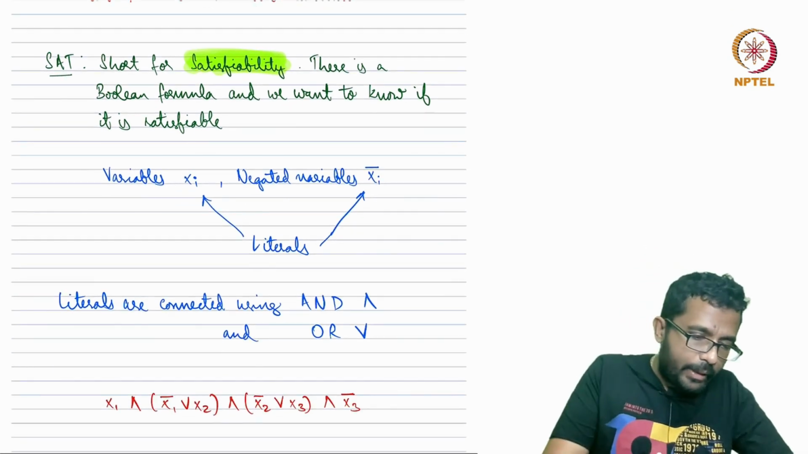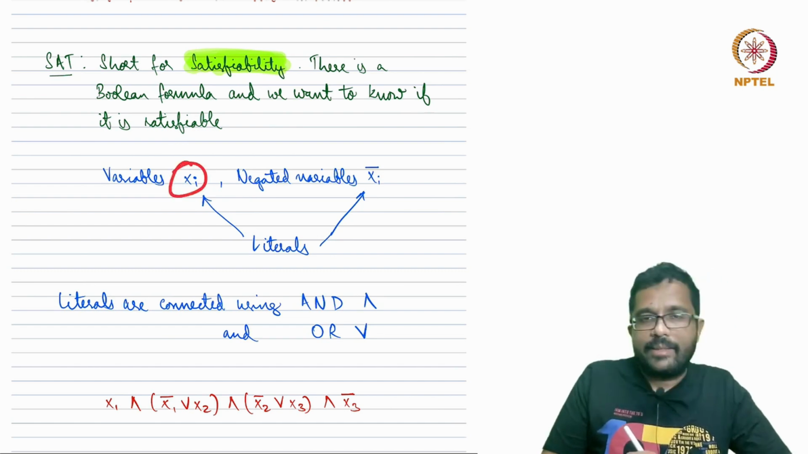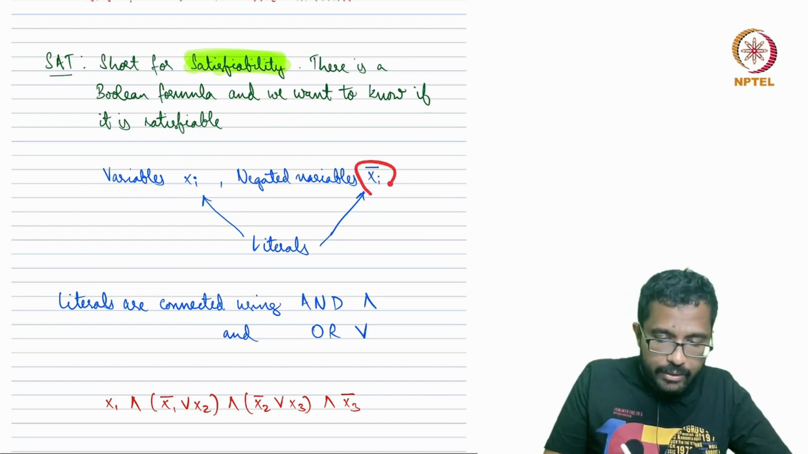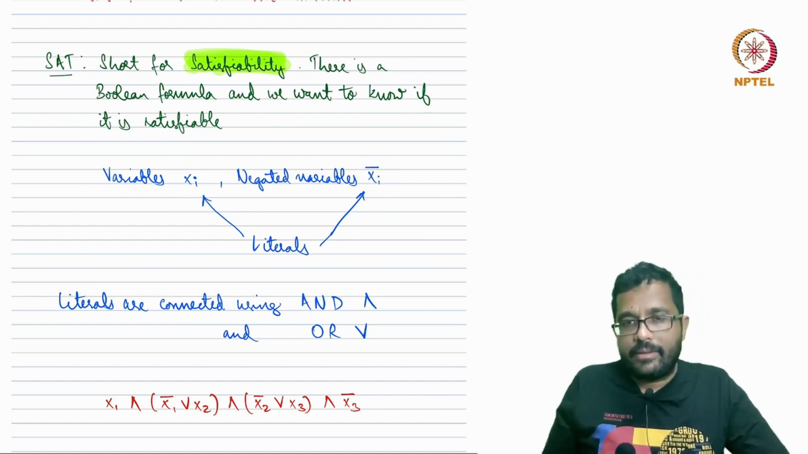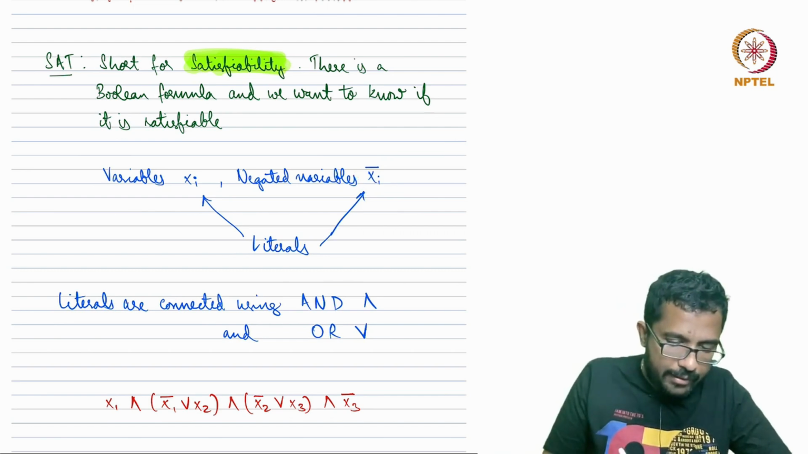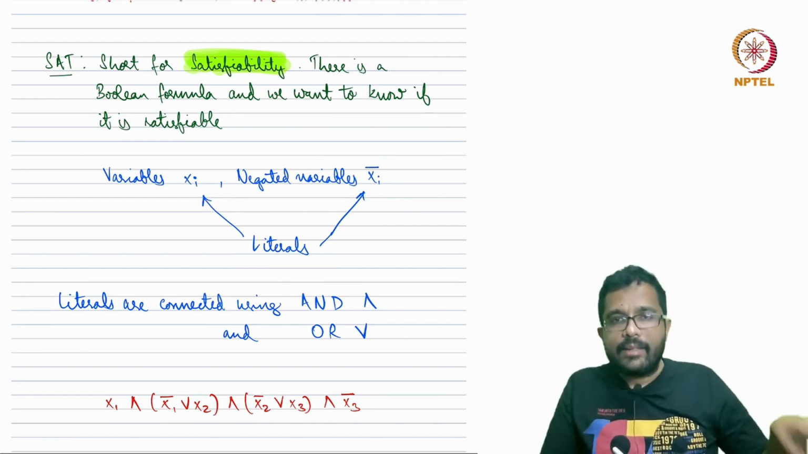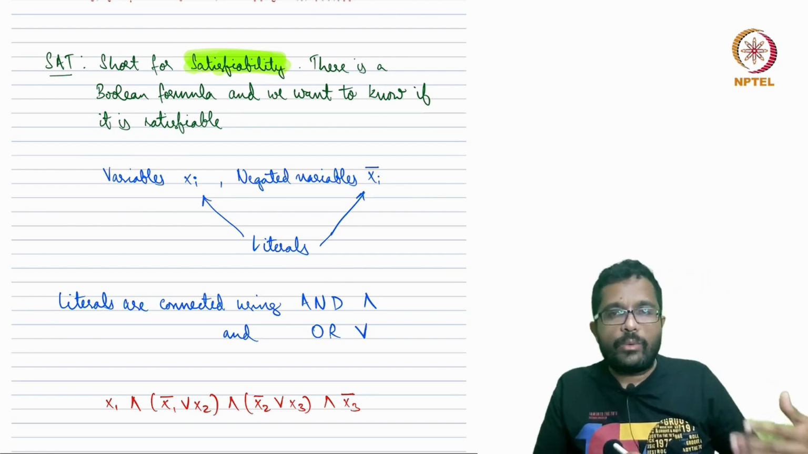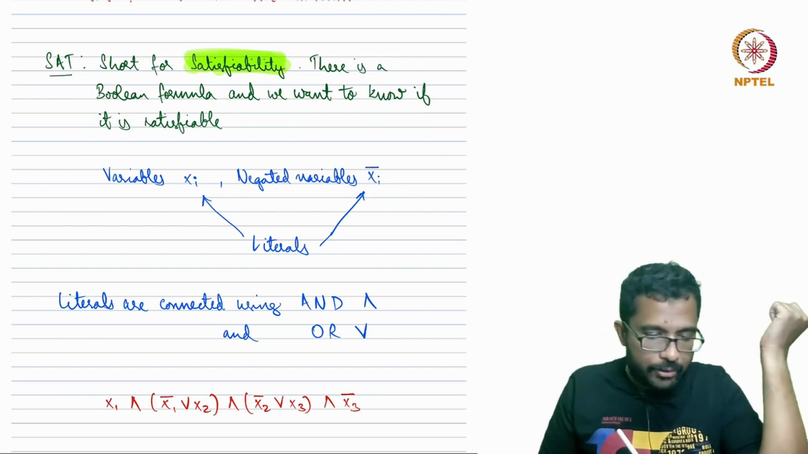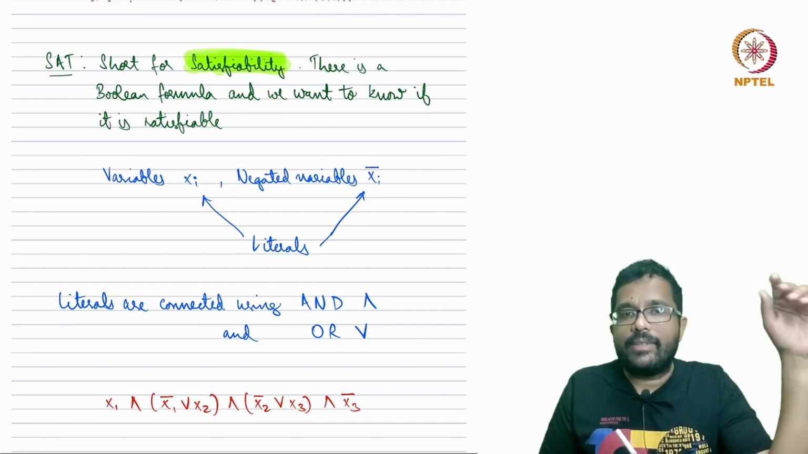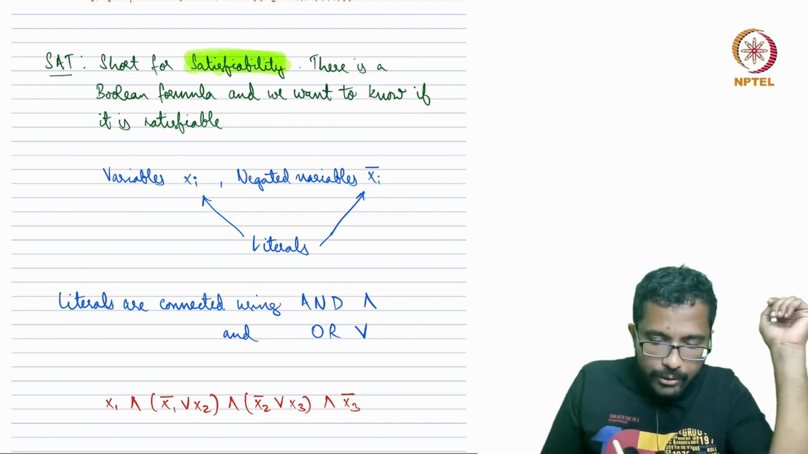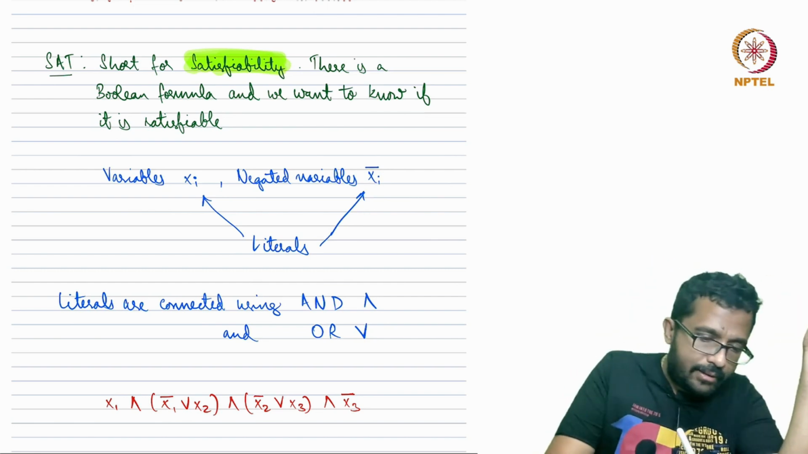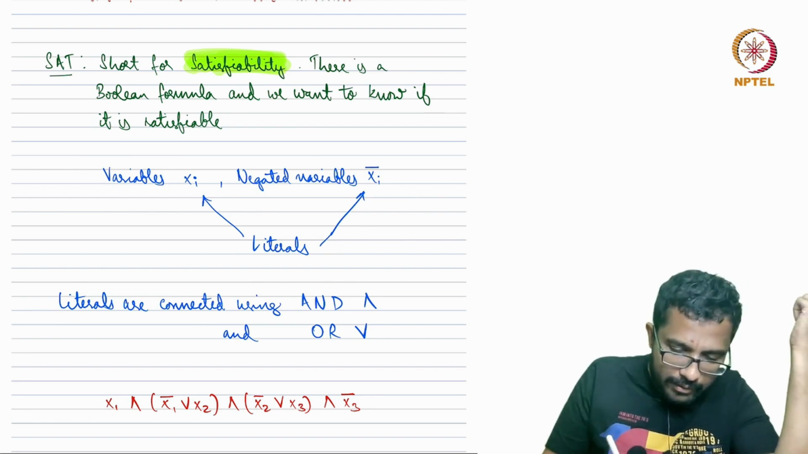It contains variables, let's say x1, x2, x3. There are negated variables, which is x1 complement, x2 complement. Both the variables and the negated variables are sometimes together called literals. Literals are both xi, x1, x2, x3 and so on, and x1 complement, x2 complement, etc. So both variables as well as the negated variables are connected using two logical connectors.